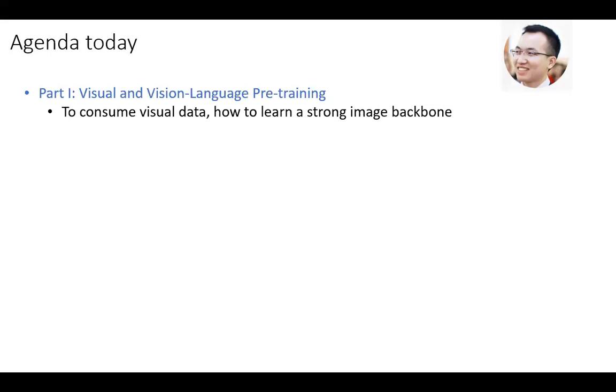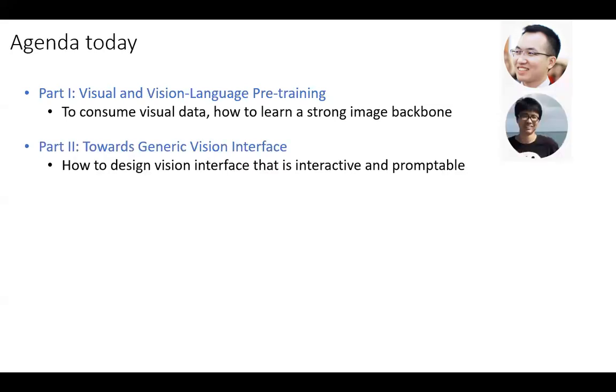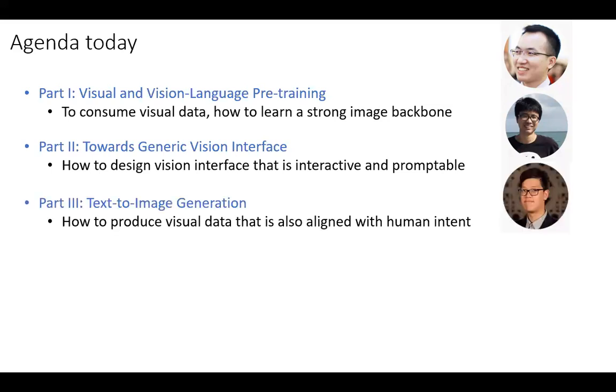In part 1, I am going to talk about visual and visual language pre-training to consume visual data. Basically, it's about how we can learn a strong image encoder. In part 2, Jianwei will talk about how we can design a vision interface that is interactive and promptable.